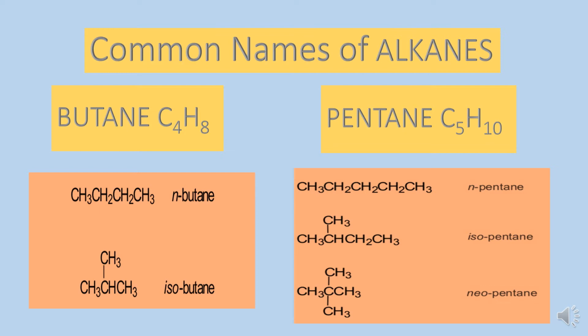Similarly, for pentane, three structures are possible. Normal pentane; with one branch it is isopentane; and with two branches on the same carbon it is called neopentane in the common system.